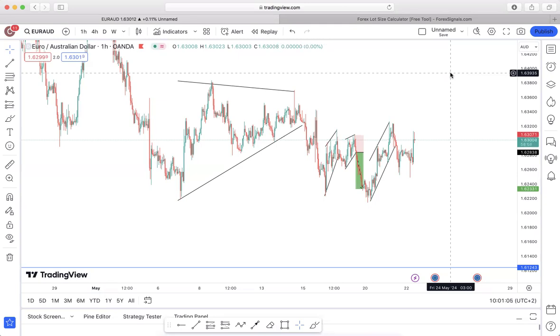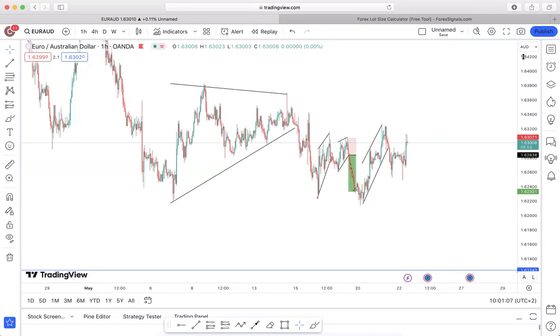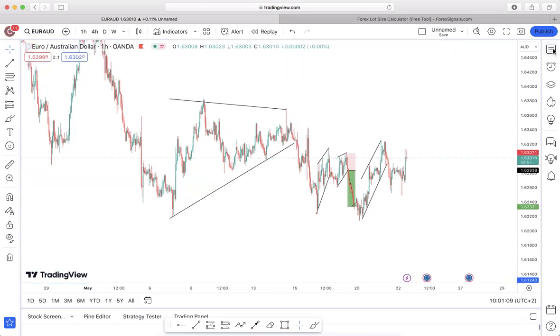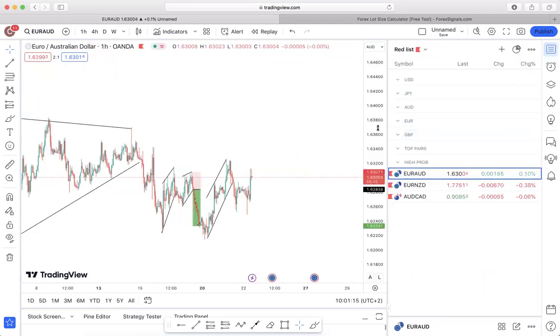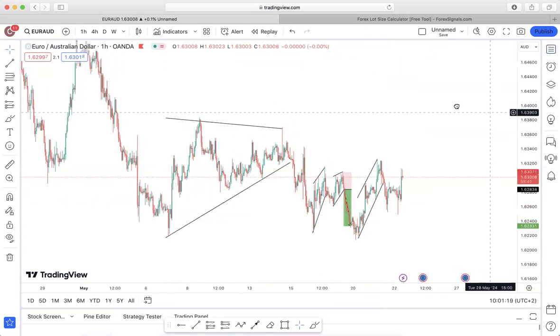So, guys, on this session, I'm going to be updating you on the pairs that we discussed on Monday. I'm just going to give you an update on those pairs, and we're also going to be forecasting our entries. So, the first pair that you're looking at is going to be the Euro over the Australian dollar.